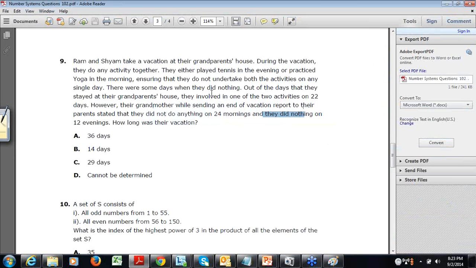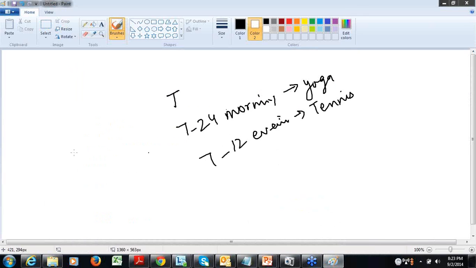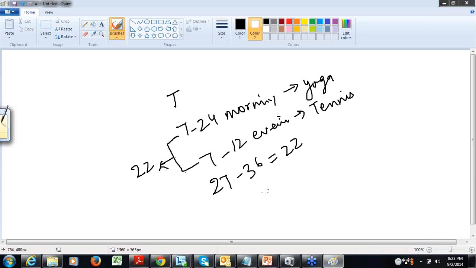It is saying on 22 days they were involved in one activity, and they either played tennis in the evening or practiced yoga in the morning. So they did not do both the things together on the same day. So the sum of these, T minus 24 and T minus 12, will be equal to what? 22. So 2T minus 36 is equal to 22, or T is equal to what? 29 days.